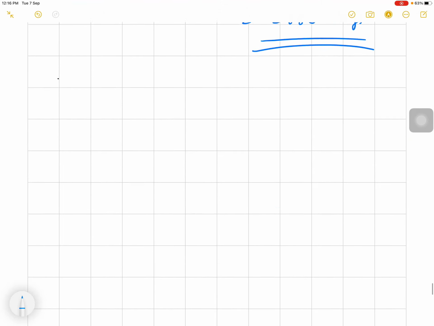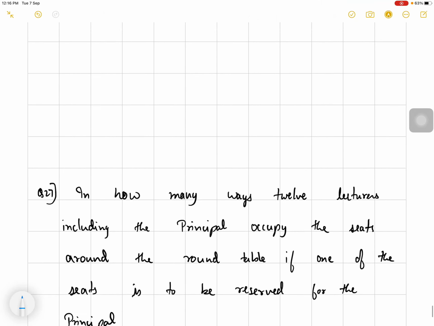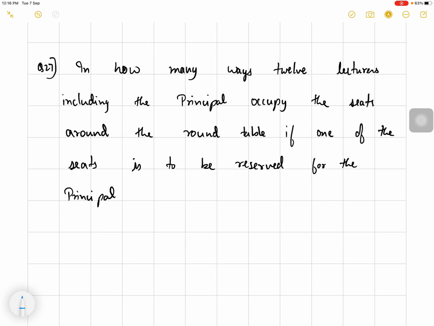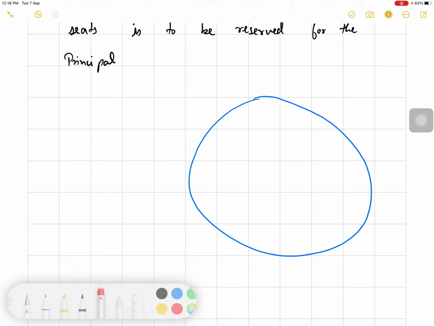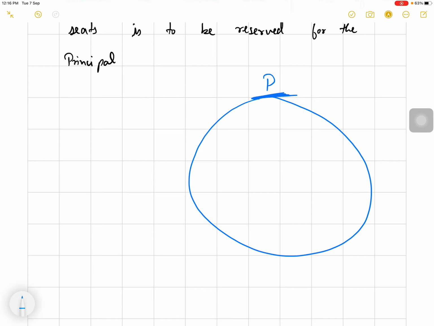Now let's see the last question of permutation. In how many ways can 12 lecturers, including the principal, occupy the seats around a round table if one seat is to be reserved for the principal? Now they are sitting at a round table. One place is for the principal, this is reserved. So for the principal, the seat is already arranged.